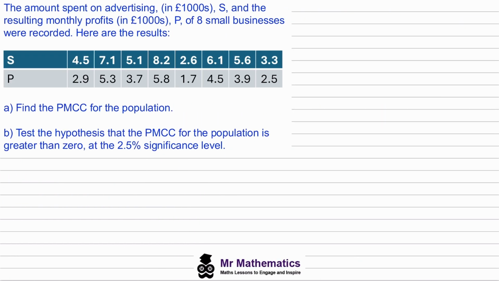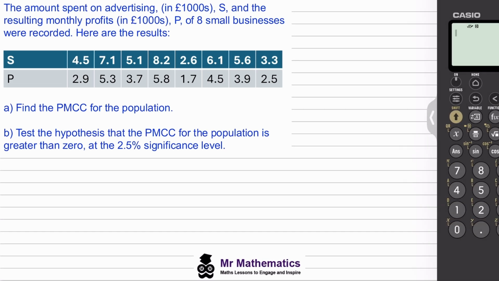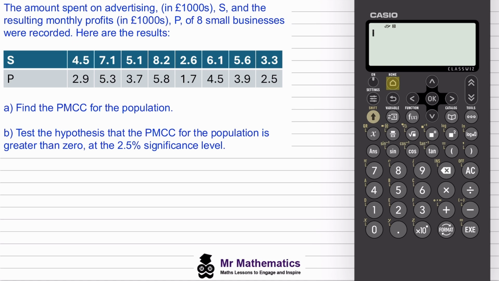So in this example, we're told that the amount spent on advertising, we're calling S, and the resulting monthly profits, P, of 8 small businesses were recorded. We need to find the PMCC value from this population, and then we need to carry out a hypothesis test at the 2.5% level. So we go to our calculators, then we choose home, and we want statistics, and we want 2 variable. And then we need to enter in this data.